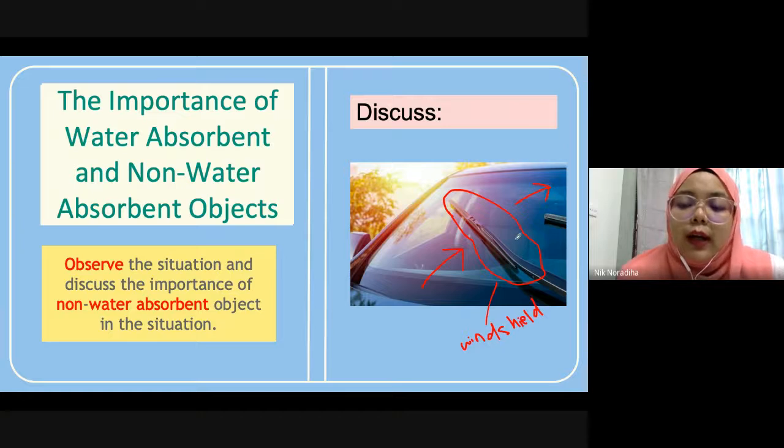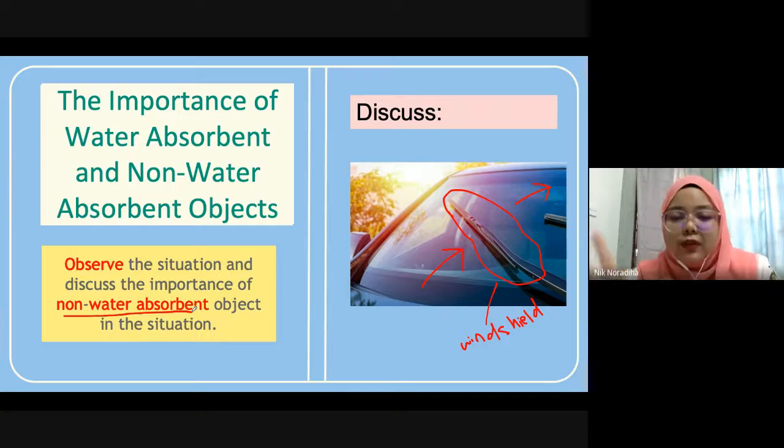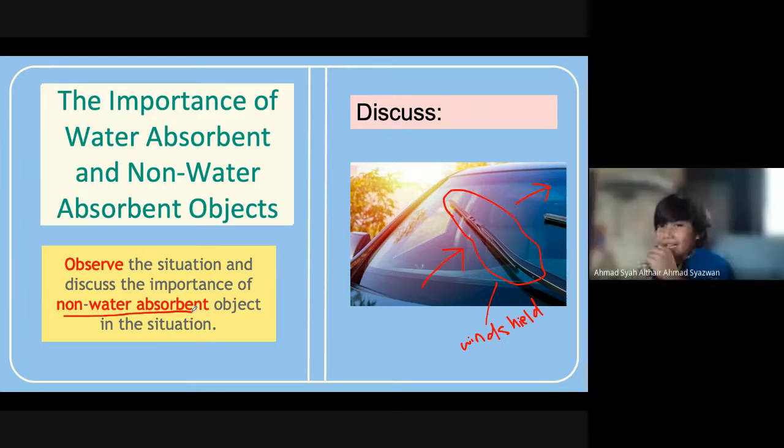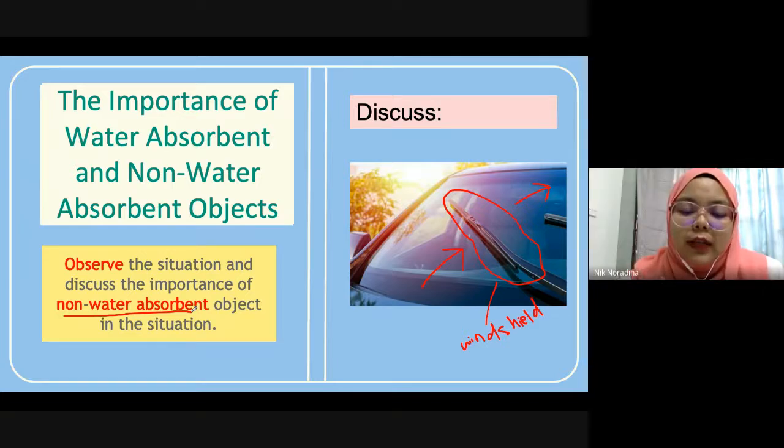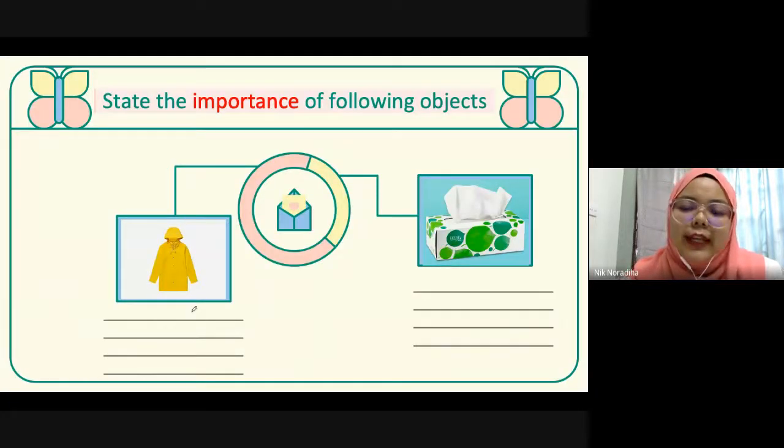Okay, so aside from this windshield, we also have mirror. We have rear mirror, we have front mirror for the car. So this mirror must be made up from material that are non-water absorbent. Because when we sit inside our car, we want to protect ourselves from rain. So our car door, our mirror, the front mirror, the side mirror, or the back mirror, everything must be made up from material that are non-water absorbent, so that the water cannot pass through.